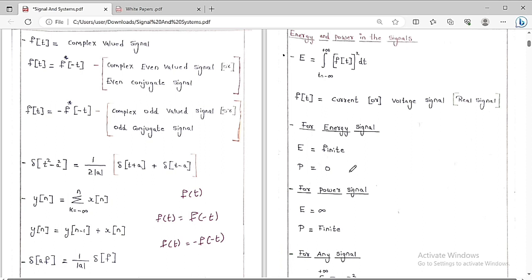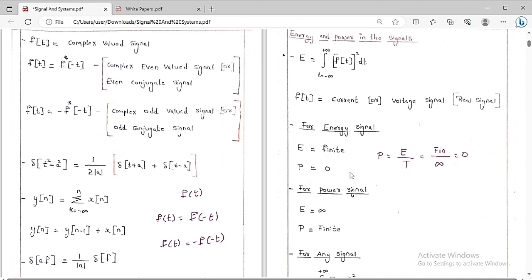So a signal is said to be an energy signal when the energy is a finite value and the power is a 0 value. What is the meaning of power? Power is equal to energy per time period. The time period is the total time from minus infinity to plus infinity. Energy is nothing but a finite value, but total time from minus infinity to plus infinity is infinity. So a finite value divided by infinity is equal to 0. Therefore, you get the power equal to 0.